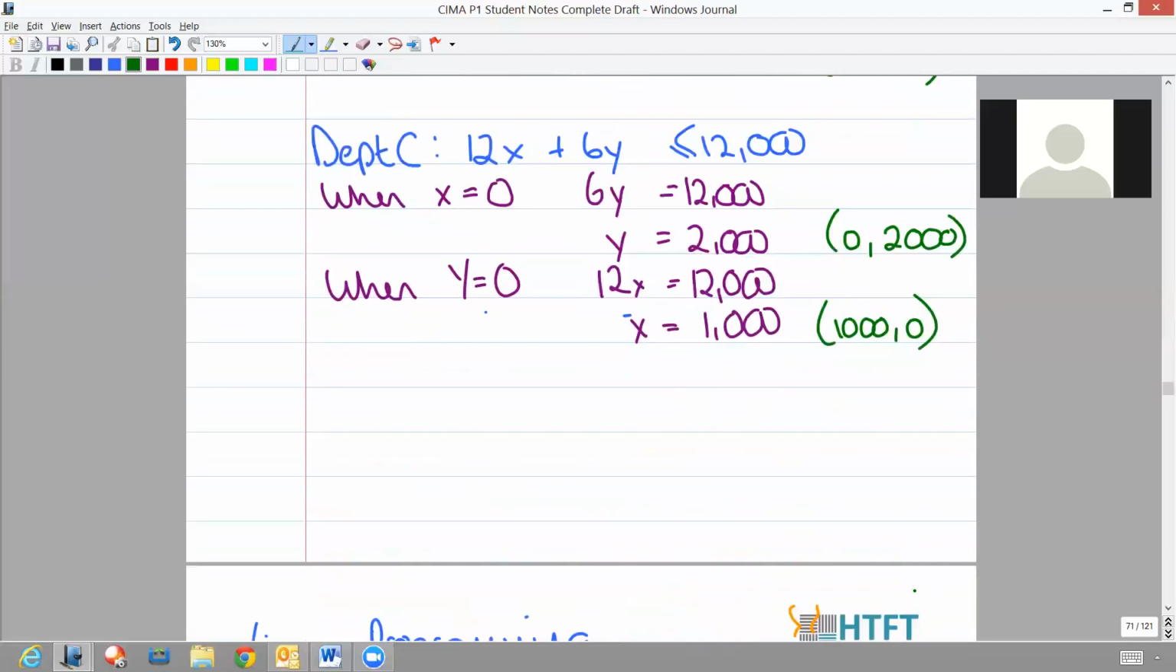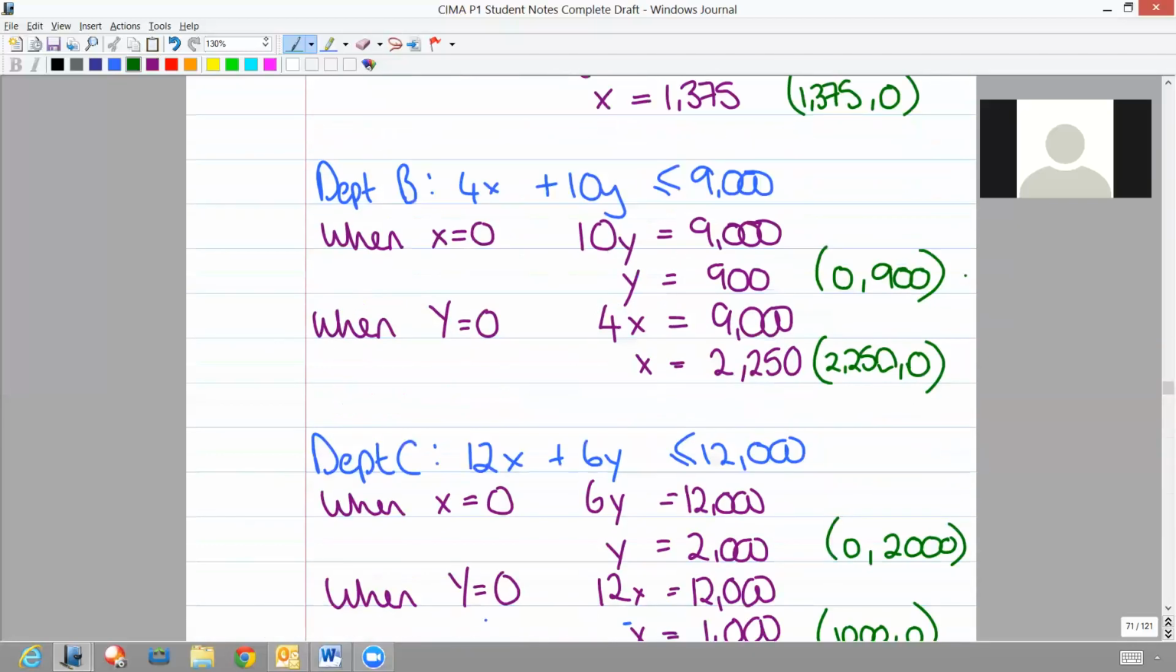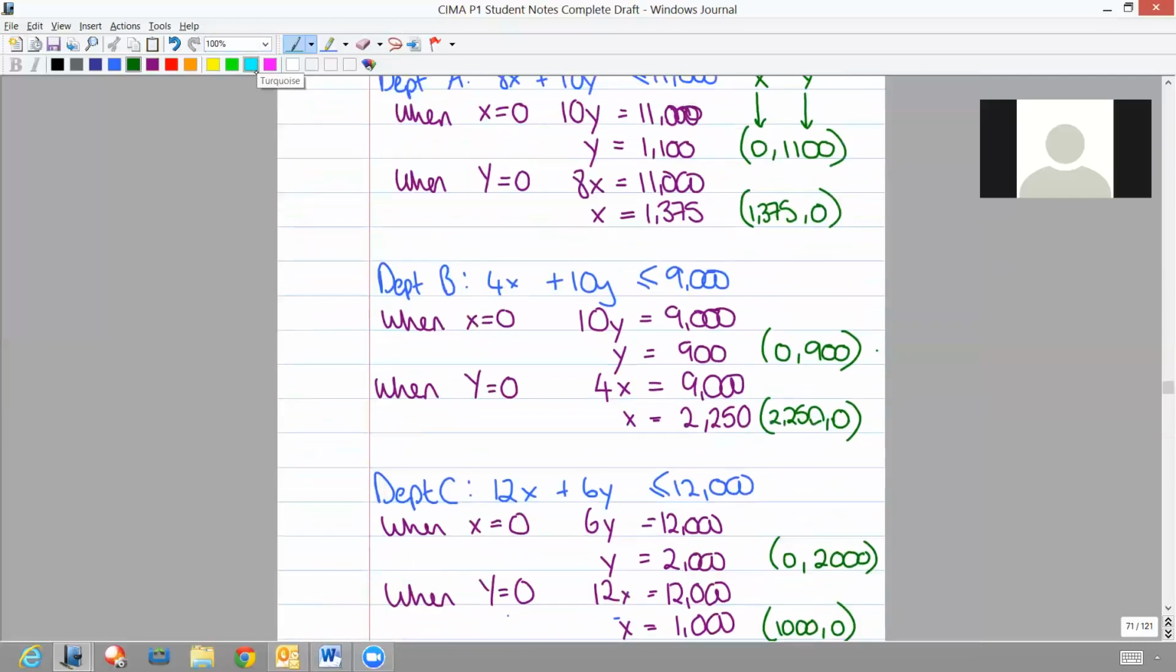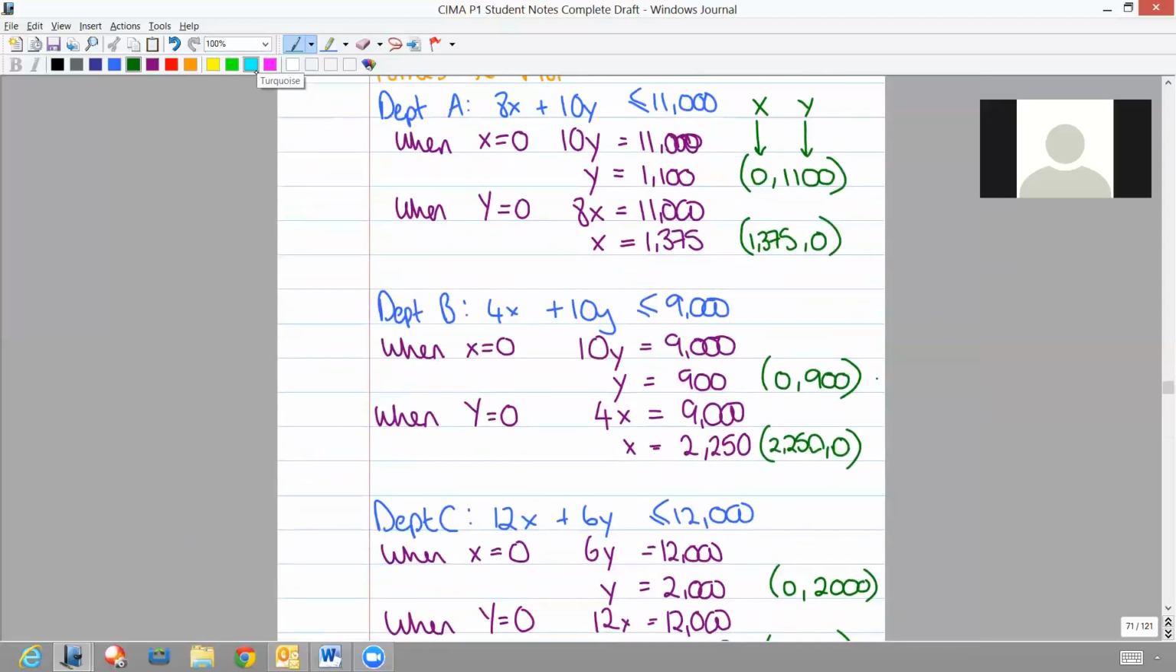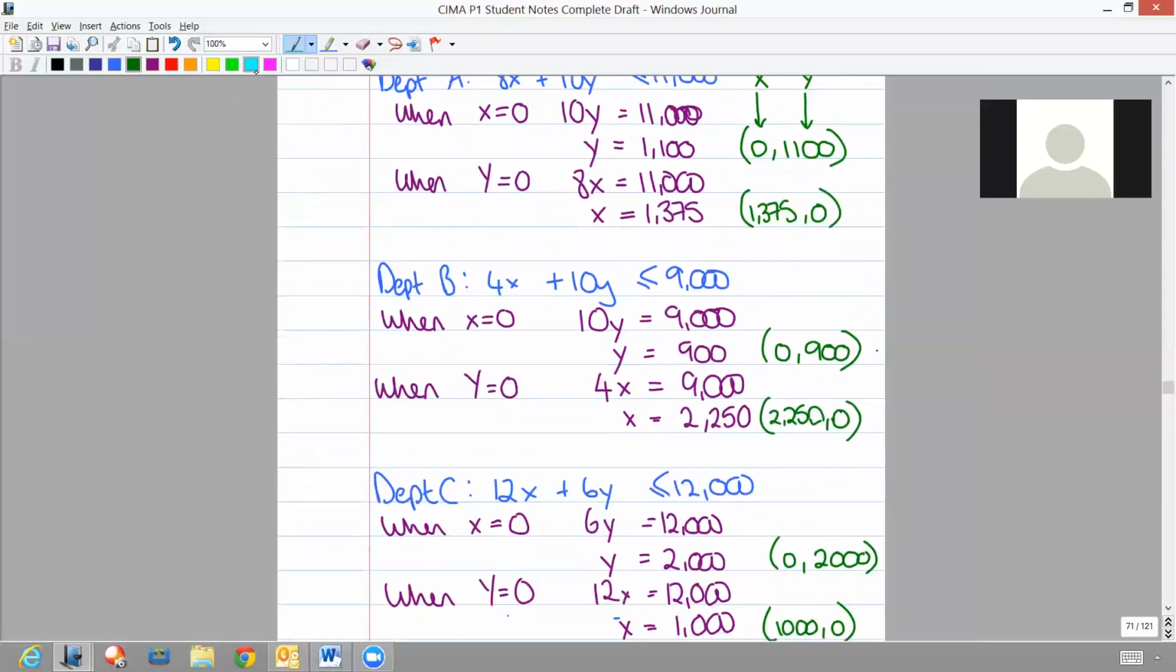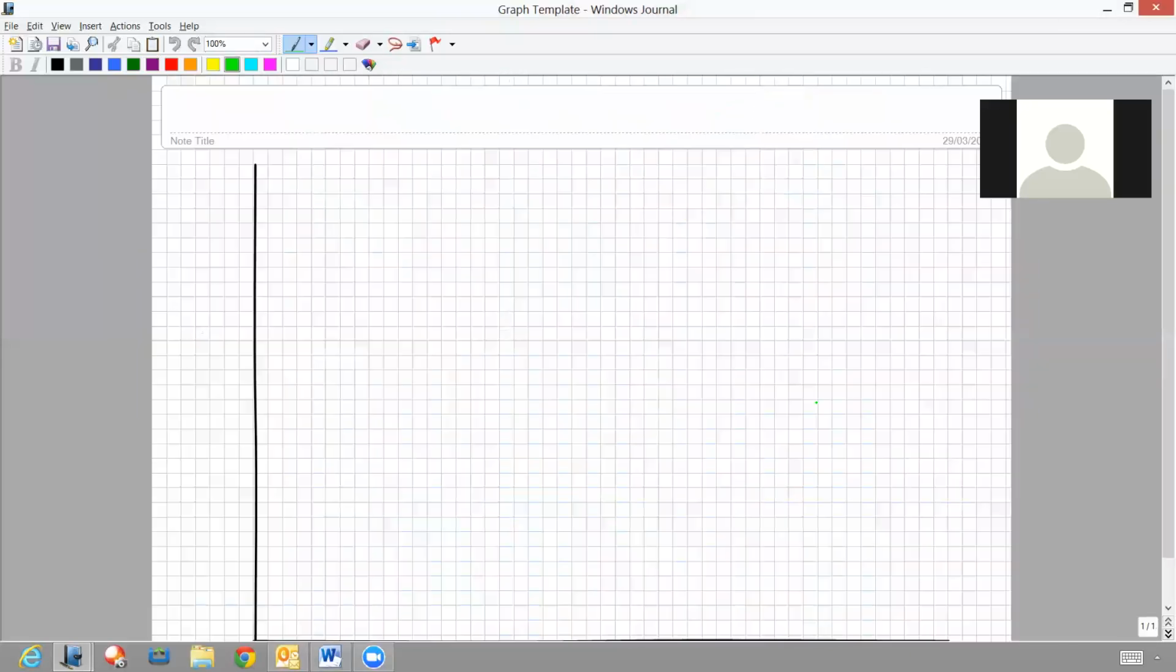And as I say, you're not going to have to do that in the exam, but you need to understand how it's put together. So what we're going to do is first of all understand how big our axis needs to be. So we look at the largest value of our x coordinates, which is 2,250, and then the largest value of our y coordinate, which is 2,000, and that gives us our graph size.